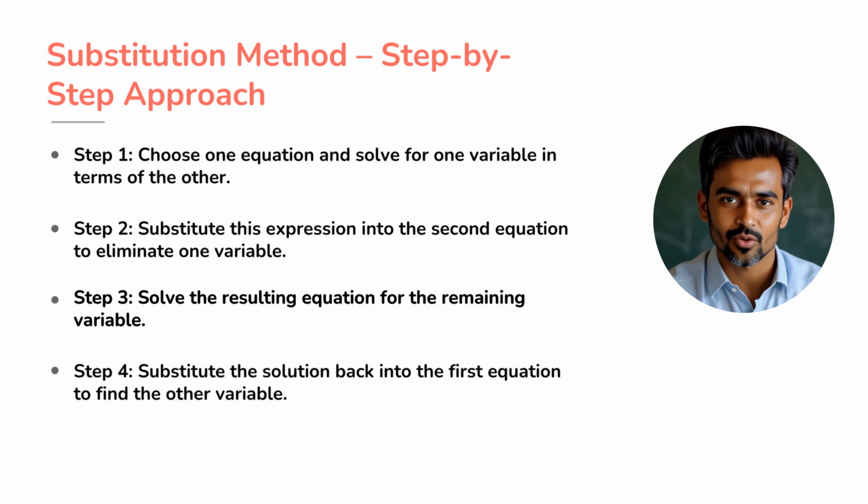Step 2. Now, substitute this expression for x into the second equation. This eliminates one variable, leaving us with an equation in only one variable. Step 3. Solve this new equation for the remaining variable. Step 4. Finally, substitute the value of the remaining variable back into the equation we used in step 1 to find the value of the first variable. It's that simple. Let's take a look at an example of this method.